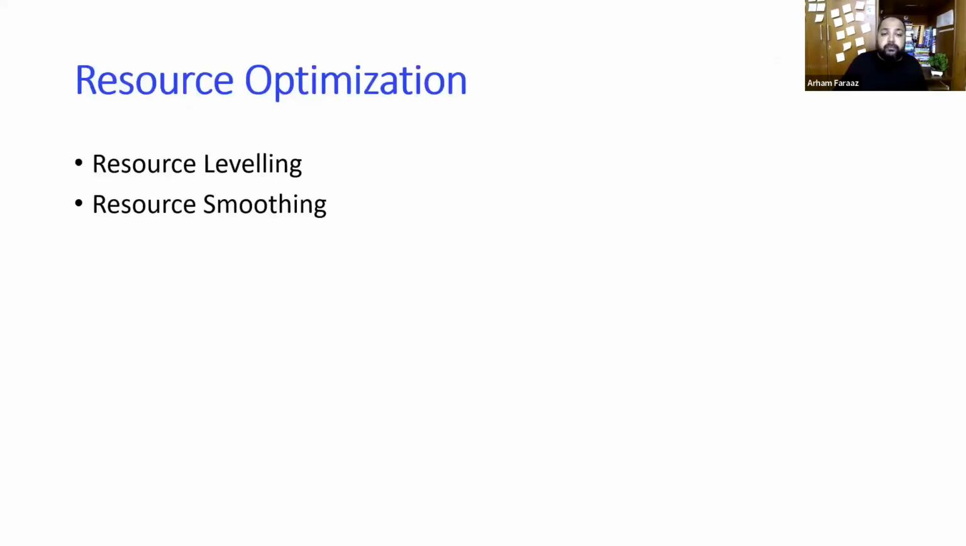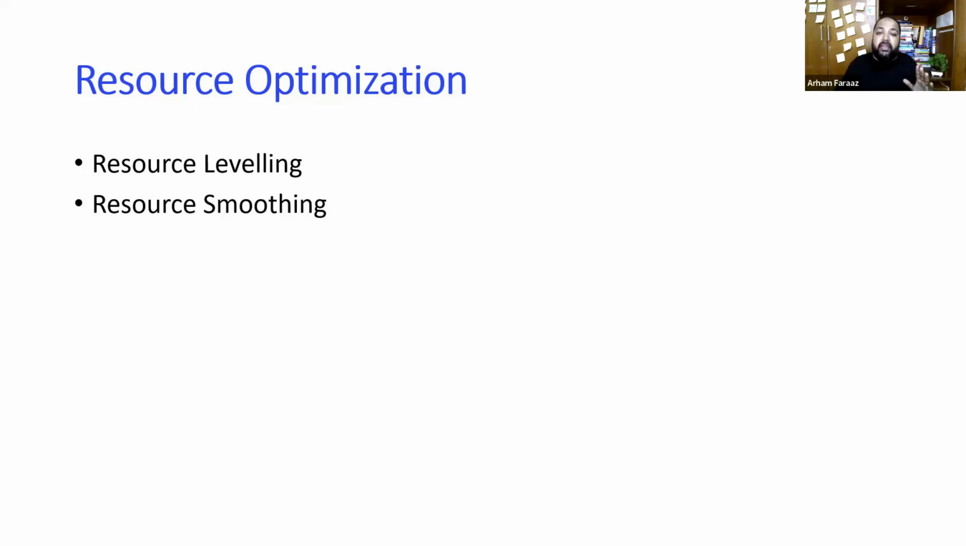Now, resource optimization. We spoke about reducing the duration, and now how best we can optimize the resources to work on this project schedule. So there are 2 techniques. One is resource leveling. One is resource smoothing. Do not get confused between these 2 things because you will be tested on these concepts also.